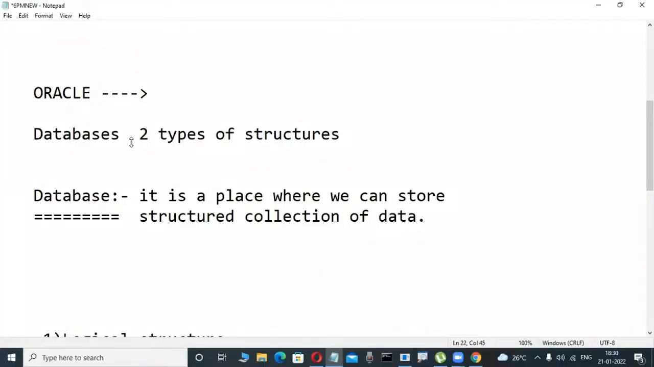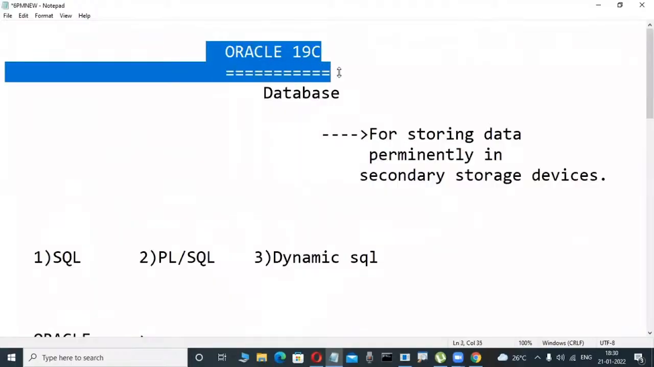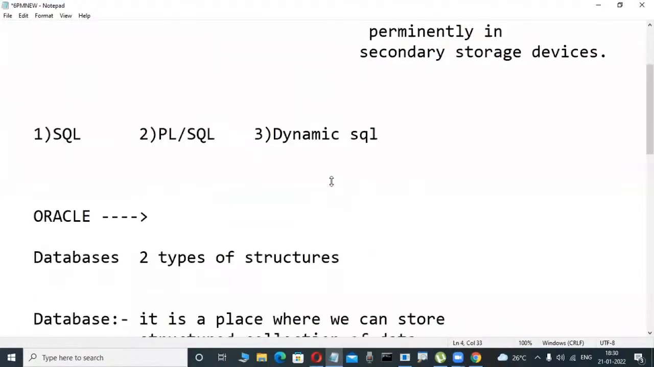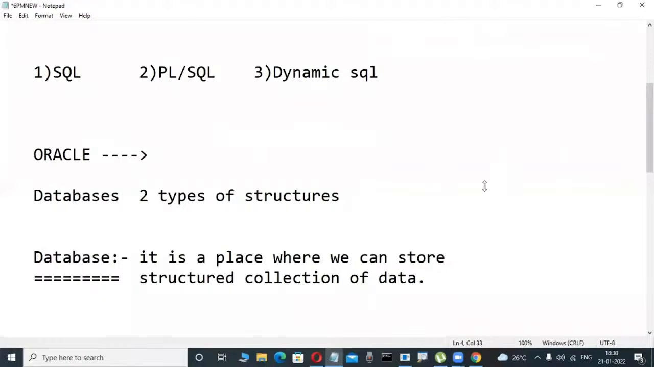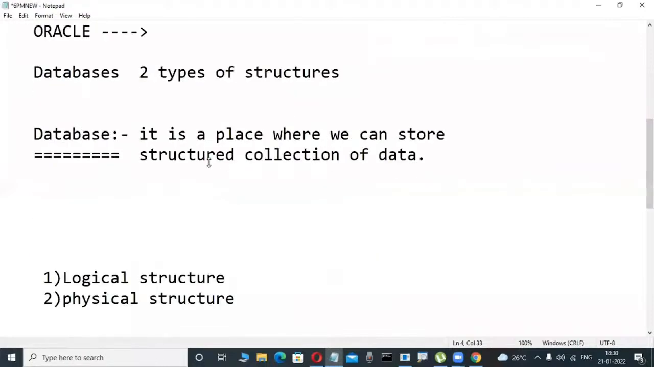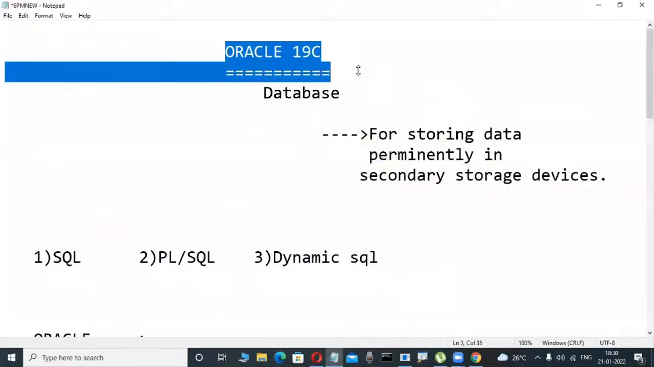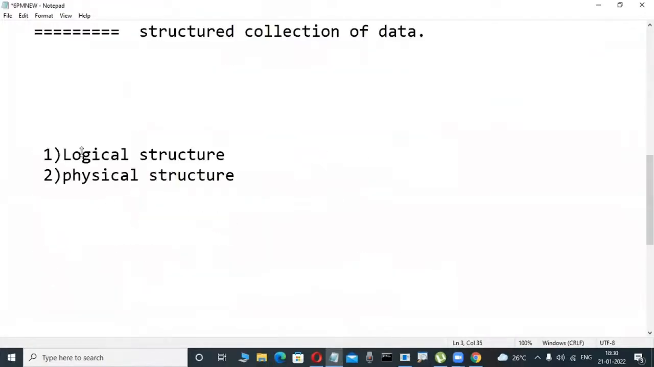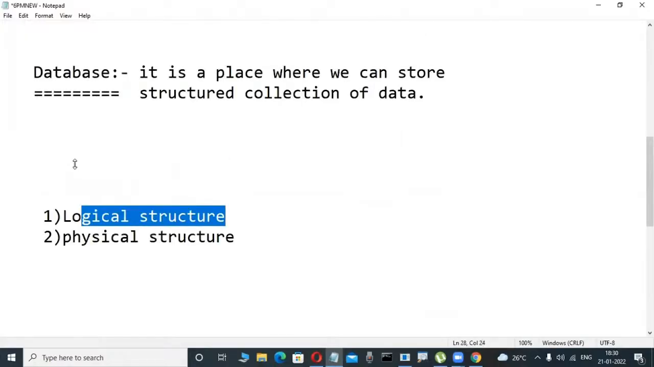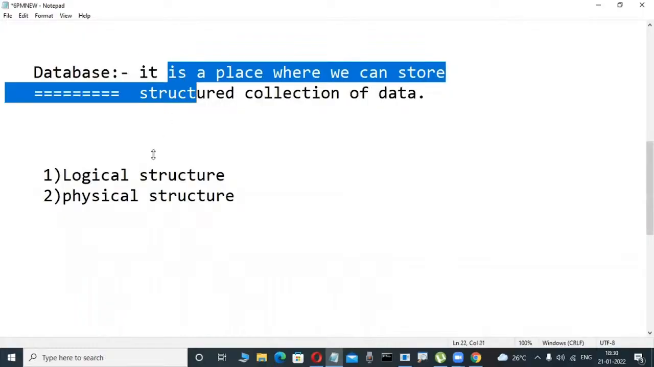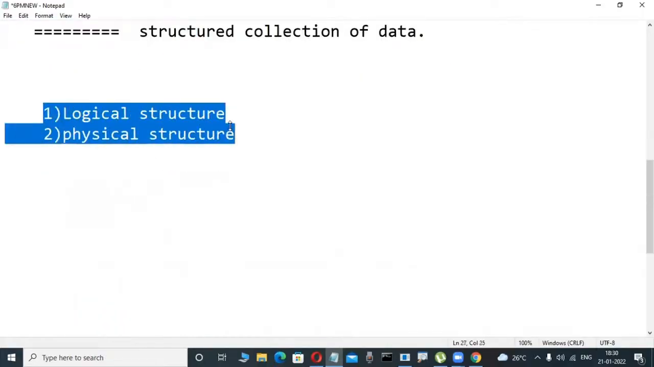Observe here. Whenever we install Oracle or any relational database software, what is the database actually? It is a place. Whenever we install this type of software, some place is automatically reserved in the hard disk. In that place we can store a structured collection of data. But whenever we install these softwares, two types of structures are there: logical structure and physical structure. I am not explaining this definition today; you will understand it one of these days. First, two types of structures are there.